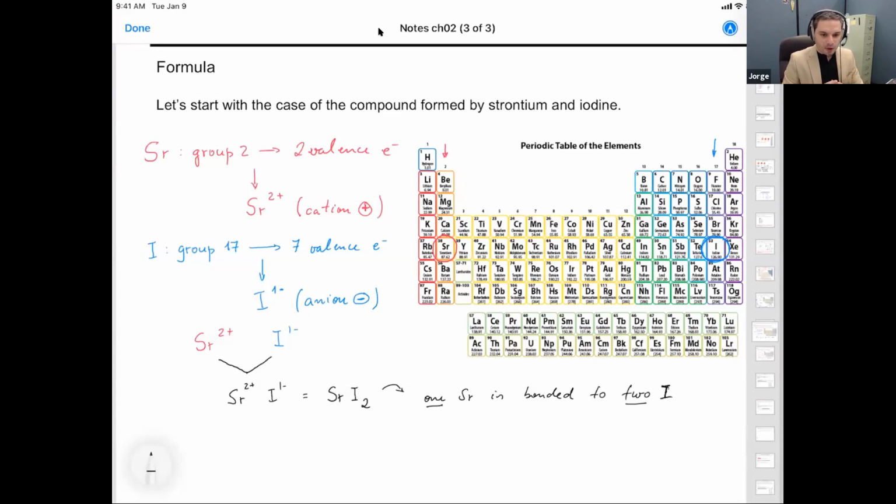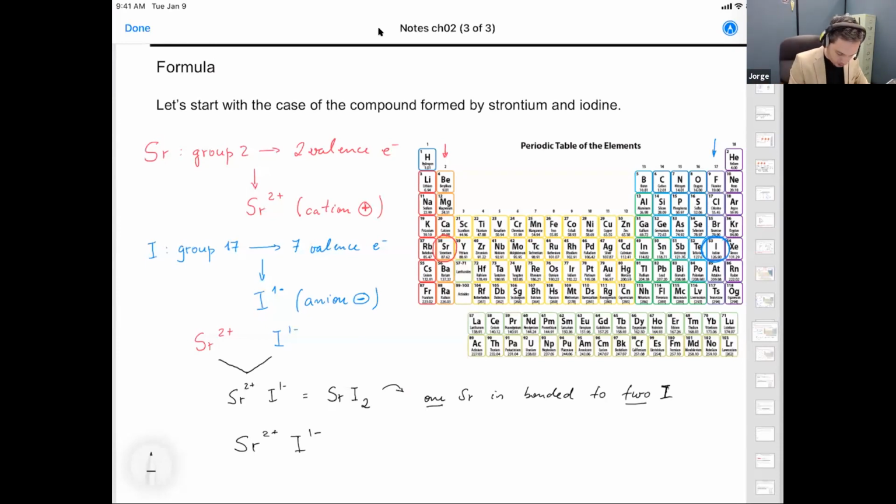Okay, so I like to use a very simple trick to write the formula of any ionic compound. Let me show you how you quickly determine the formula of an ionic compound. So first thing, write each element and the charges side by side. And then what you are going to do is to cross the number of each charge.